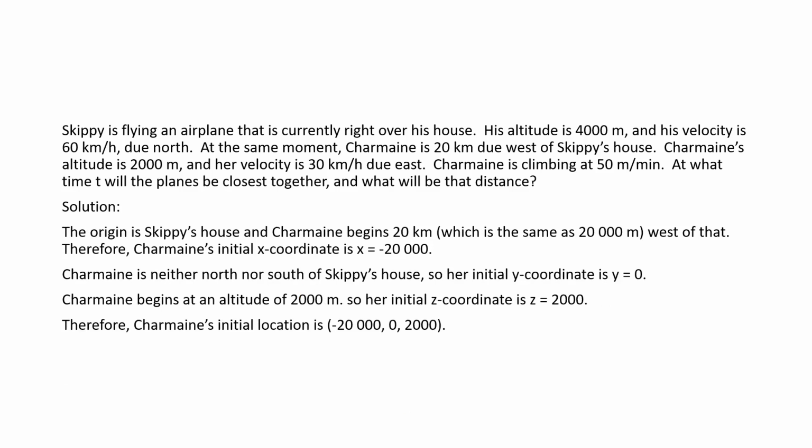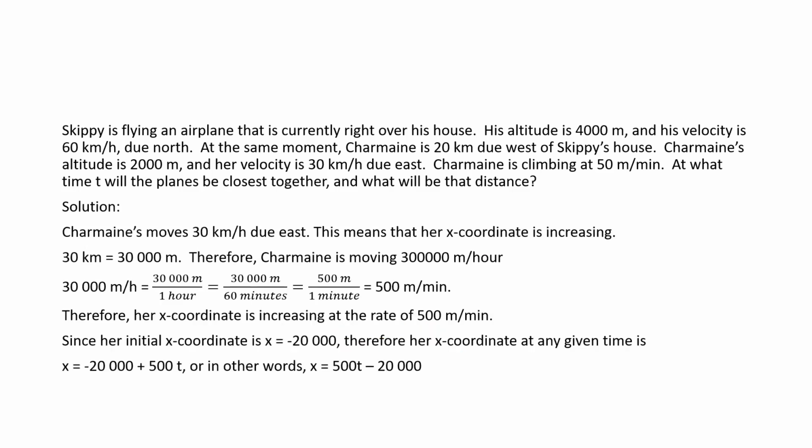Now, Charmaine begins 20 kilometers west of Skippy's house, so her initial x-coordinate will be negative 20,000 meters, negative 20,000. Now, she's neither north nor south of Skippy's house, so her initial y-coordinate will be 0. Charmaine's altitude is 2,000 meters, so her initial z-coordinate will be z equals 2,000. So we see her initial position at time t equals 0 is negative 20,000, 0, 2,000.